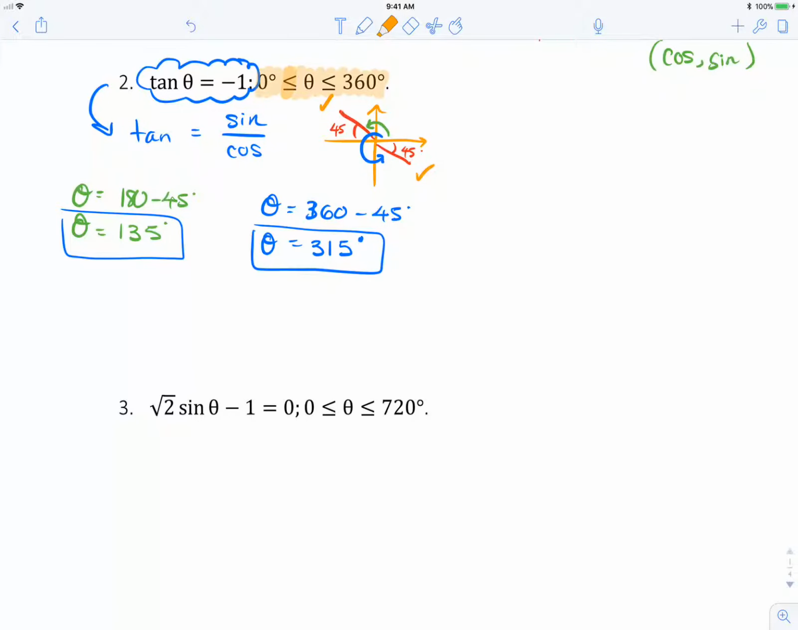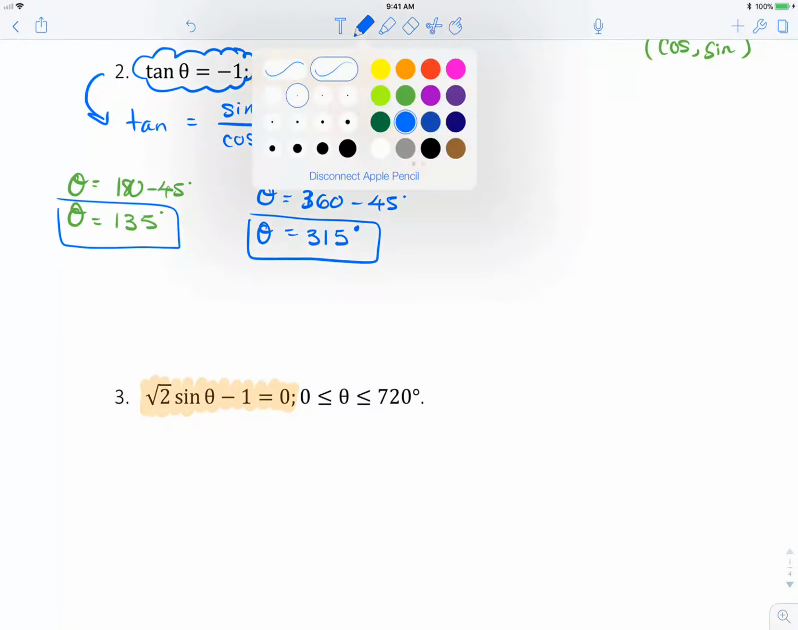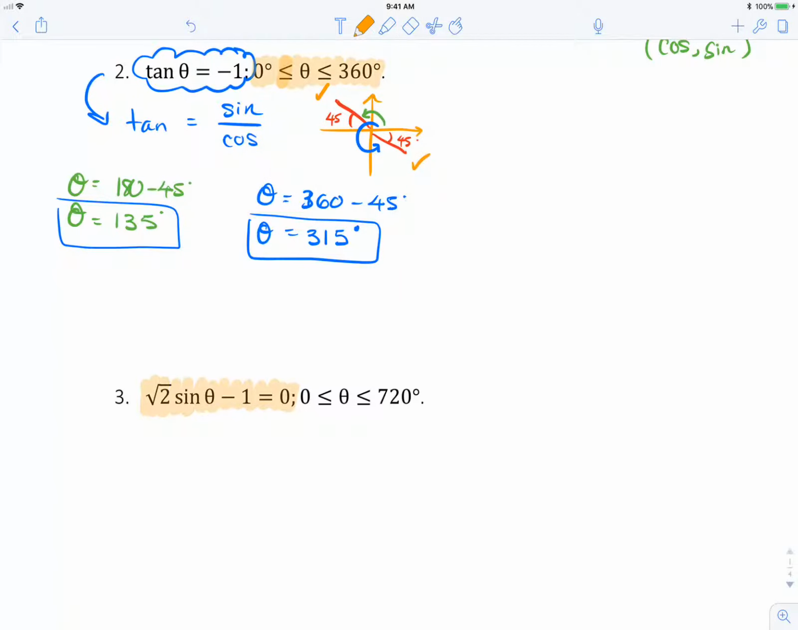Let's take a look at question 2. This is different because this looks like a mess. But I can fix that mess by rewriting it and moving my numbers to one side. Remember, I want to get sine theta by itself. So I would take that -1 and move it over. I'm just shifting the 1 over to the other side of my equation. Just like isolating for x, I'm isolating for sine of theta.